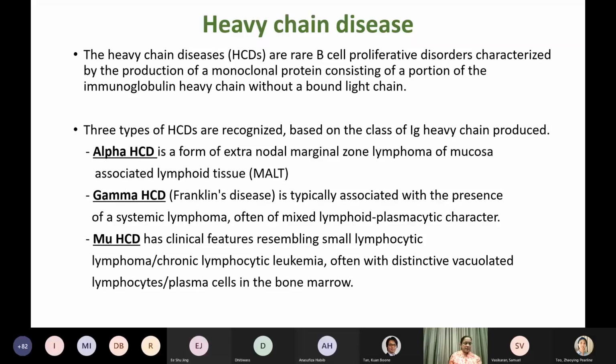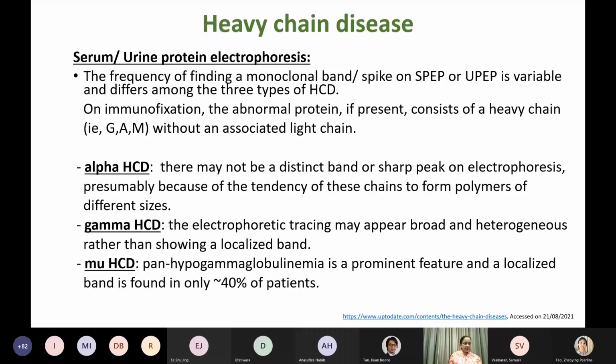So 3 types of heavy chain disease are recognized based on the class of immunoglobulin heavy chain produced. And these three diseases have their own characteristic features, which I would skip because otherwise we don't have time to complete it. So what are the features of protein electrophoresis in these patients with heavy chain disease?